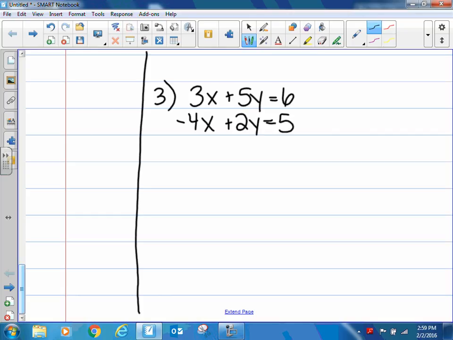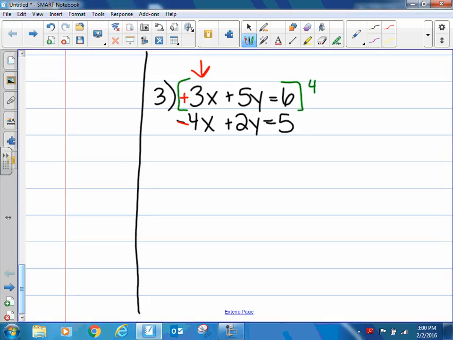Now I have to somewhere manipulate these equations, one or both of them, so that I can get some elimination to happen. So I'm going to look at this and be like, okay, well in this first column in my x's, I already have one that's positive and one that's negative. So that's a good start. They're going to cancel each other out. I just have to make them become the same number. So the way I'm going to do that is I'm going to multiply this top one by 4.